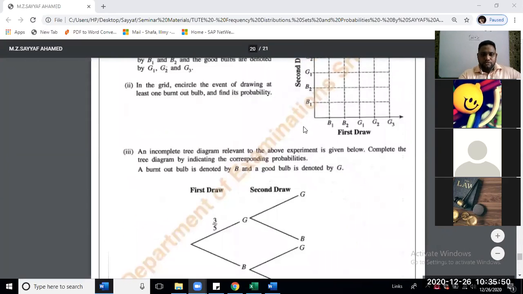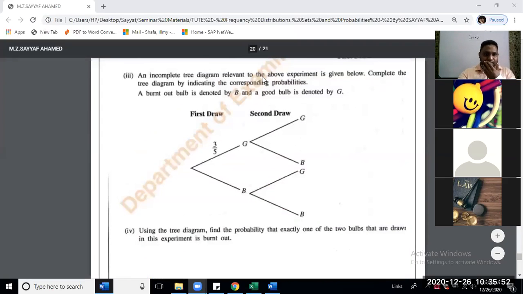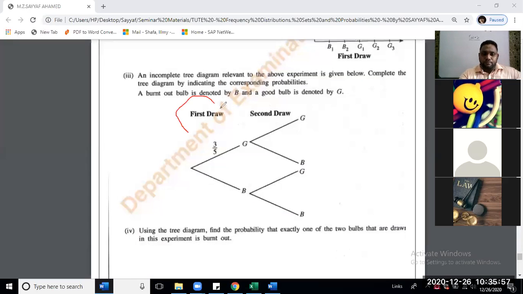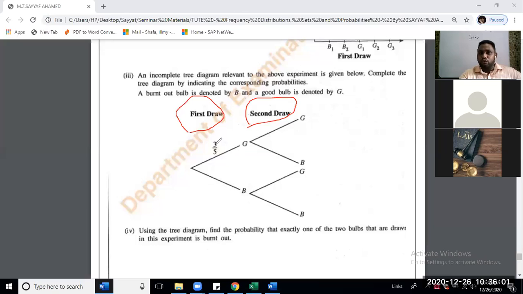Someone asked to explain the tree diagram again, right? One last time I can quickly explain this. Here the first row and the second row, right? In the first row, they have 3 good bulbs, 3 over 5, and 2 burnt out bulbs. In the question, they have mentioned in the experiment, they are taking one bulb, and they don't replace it. They keep it out. So we assume this is a branch for the future, how it can happen.